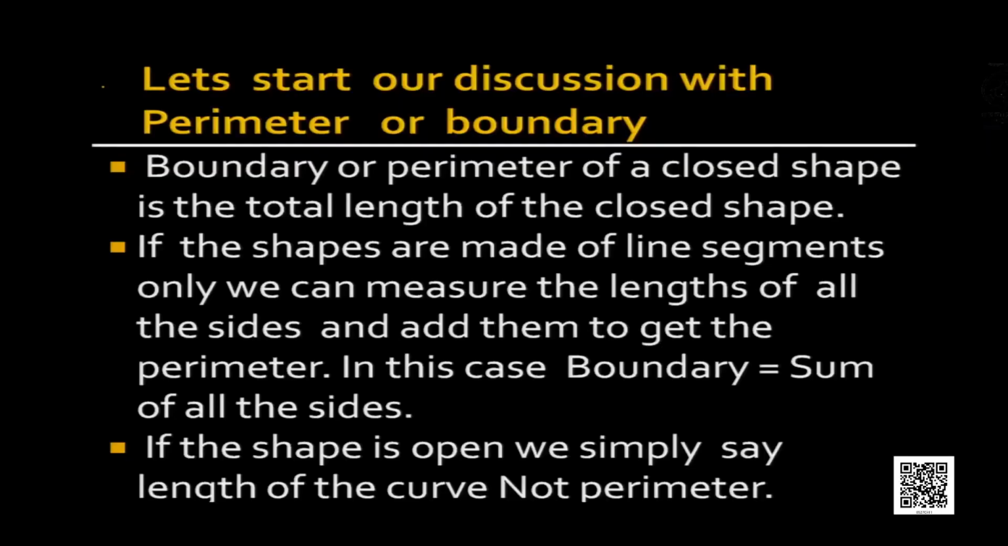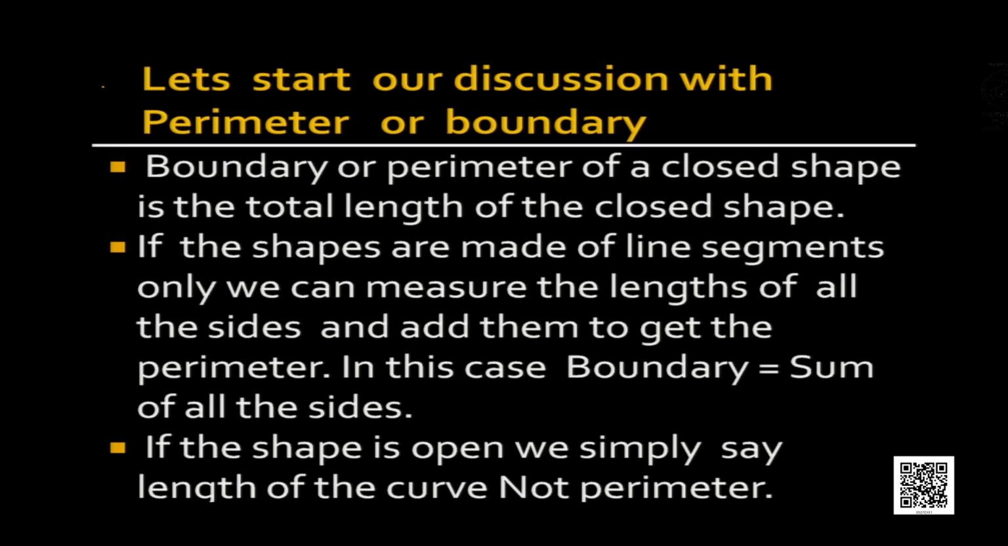So let's start our discussion with perimeter or boundary. The boundary or perimeter of a closed shape is the total length of the closed shape. If the shapes are made of line segments only, we can measure the lengths of all the sides and add them to get the perimeter. In this case, boundary or perimeter is equal to the sum of all the sides.